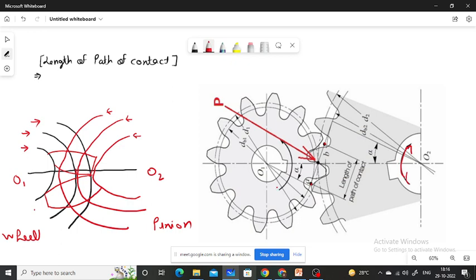The contact between a pair of involute teeth begins at point A, on the flank near the base circle of the pinion, पिनियन के बेस सर्किल के पास, of pinion or the outer end of the tooth face on the wheel, and ends at the point B. B point पर ये end हो जाएगा.